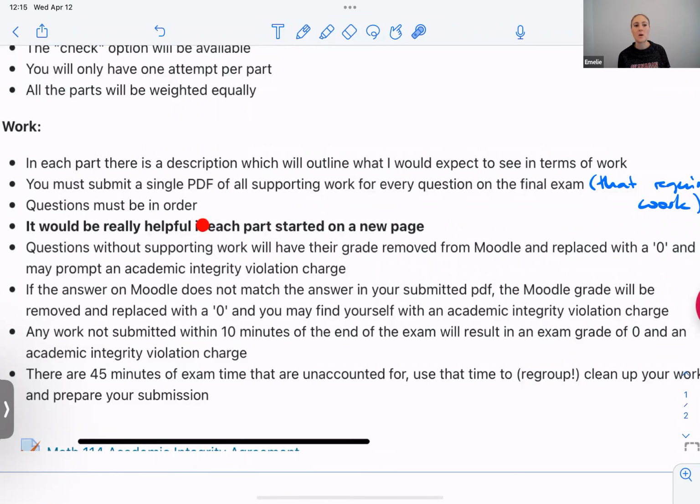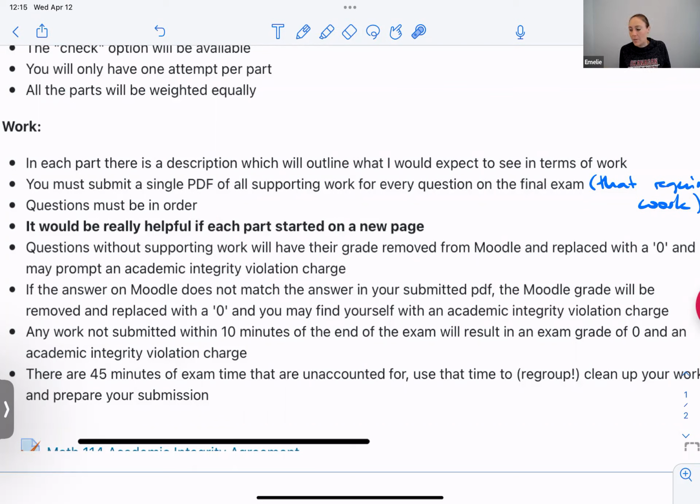Okay, and so a new page, and then you'll just have all these pages, and you can rearrange them and put them in order later.